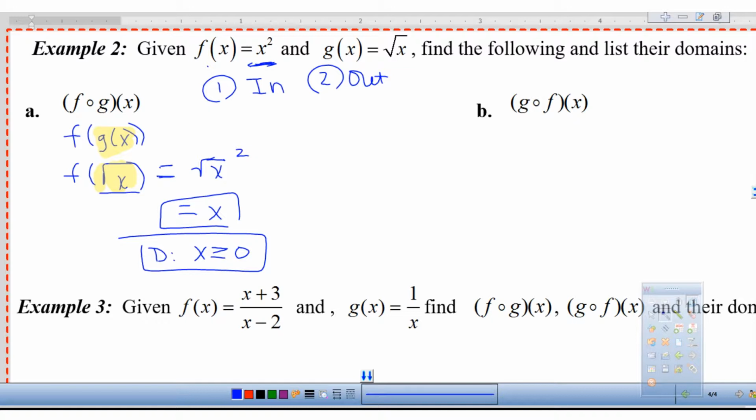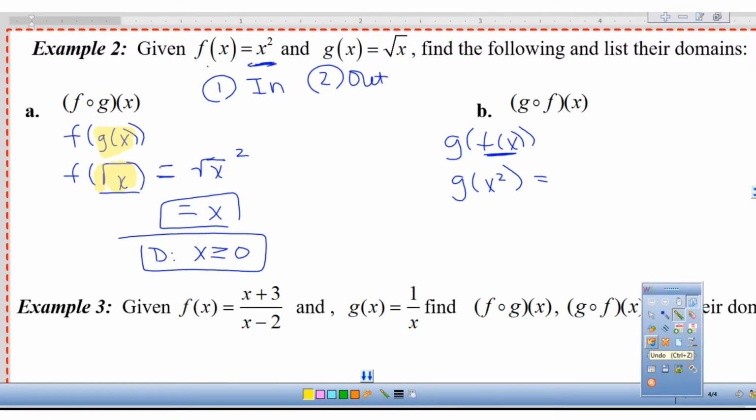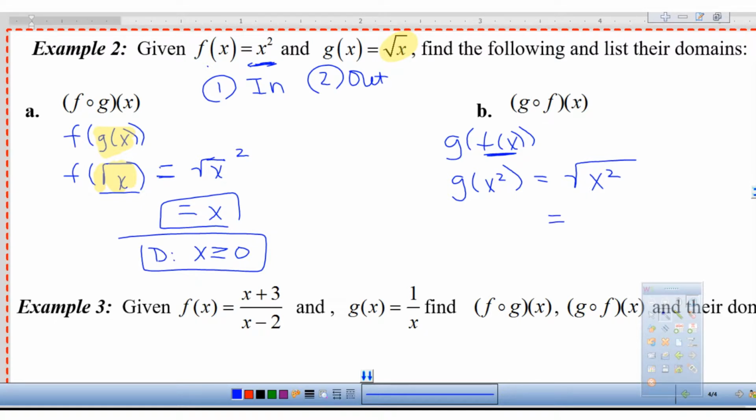Okay, let's do question B. So question B is find g of f of x. So see that f of x? Replace it with what f of x is, which is x squared. So now I know I'm finding g of x squared. So now I'm going to go into that x squared right-hand side, which I just highlighted in yellow, and wherever I see an x, I'm going to put in my x squared. So it's going to be the square root of x squared. Everybody tell me, what's the square root of x squared? It's an x. So your answer is an x.